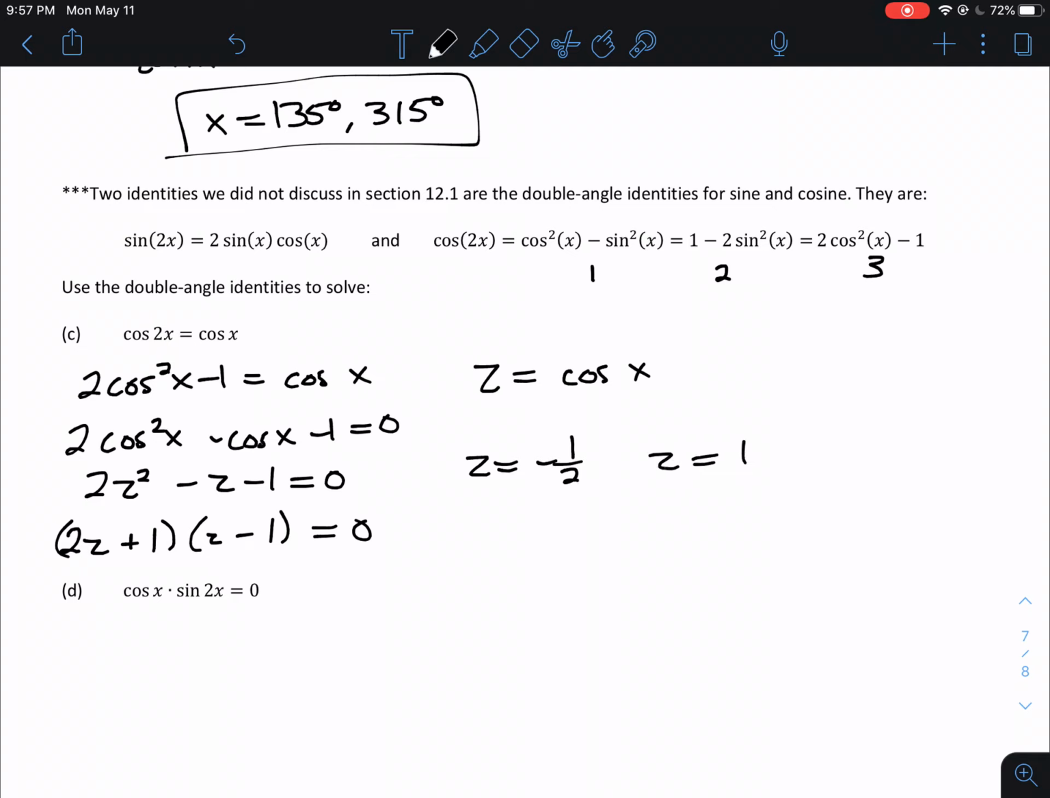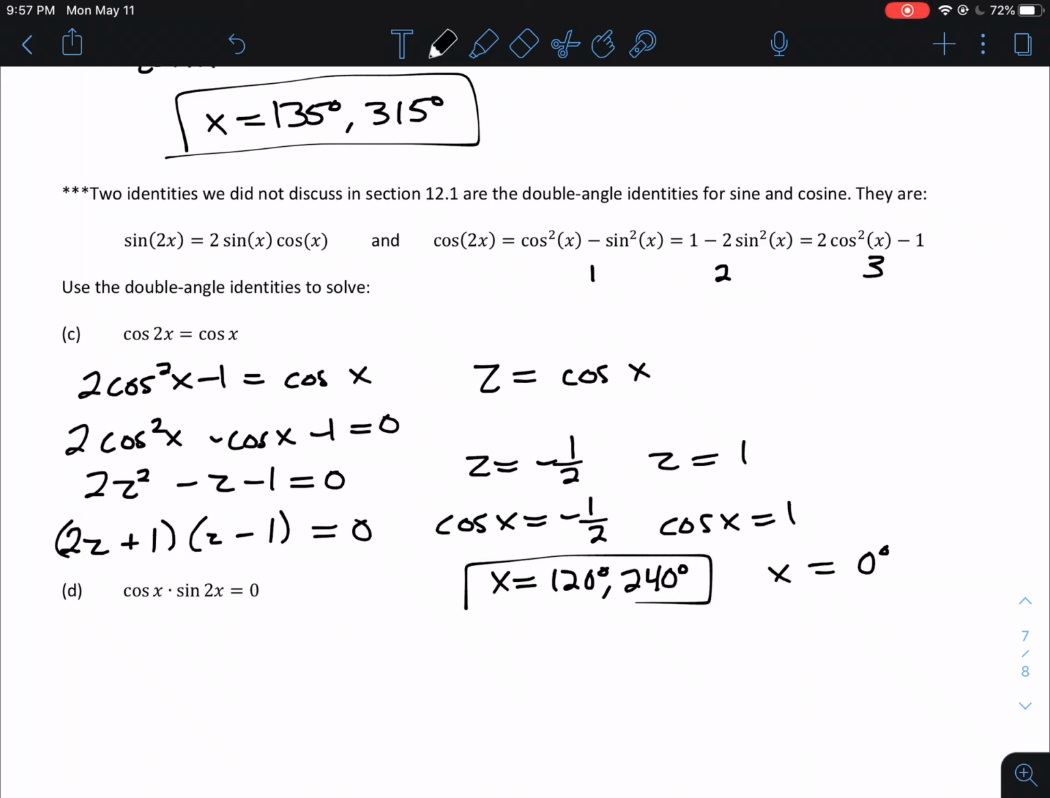Now that we've got z solved for, let's solve for cosine of x. So cosine of x equals negative 1/2 and cosine of x equals 1. So looking at your unit circle, cosine of x should be negative 1/2 in two places. That would be at 120 degrees as well as 240 degrees. And then for cosine of x equals 1, that would only happen at one place. That would happen at 0 degrees. So in this case, you're going to end up with 3 solutions.